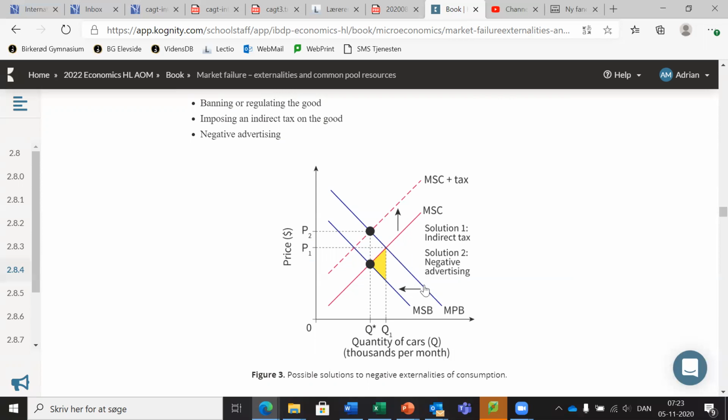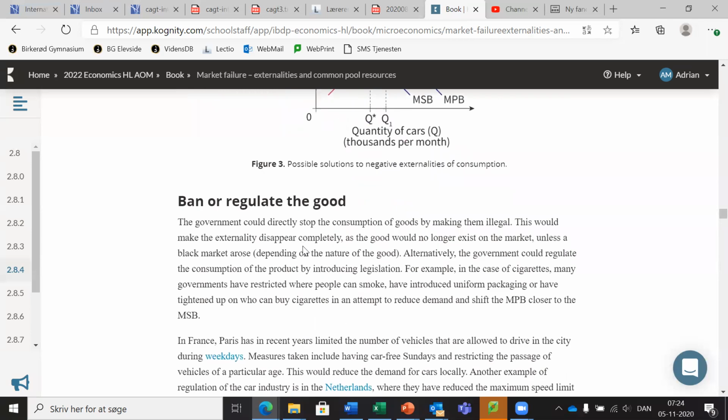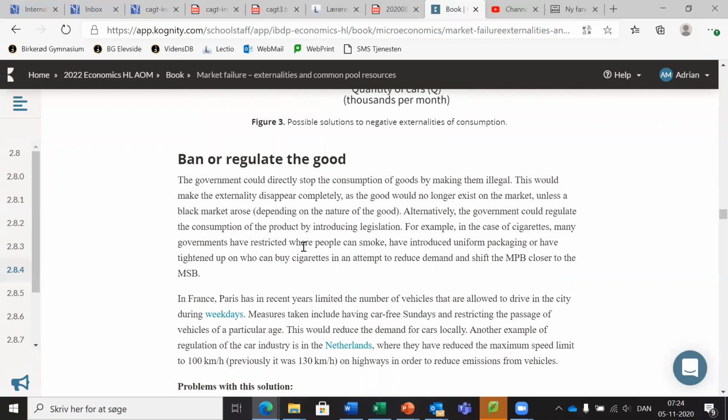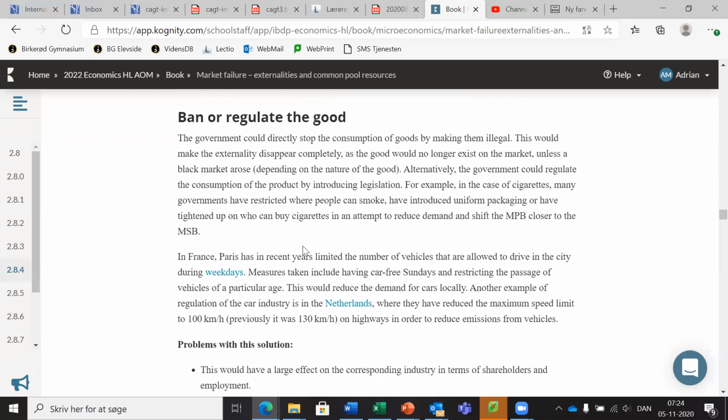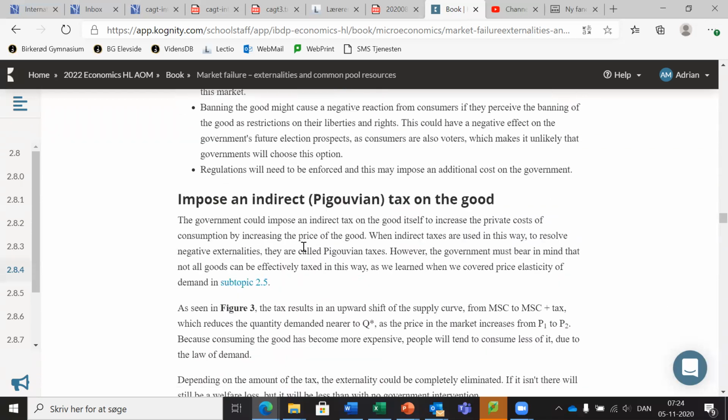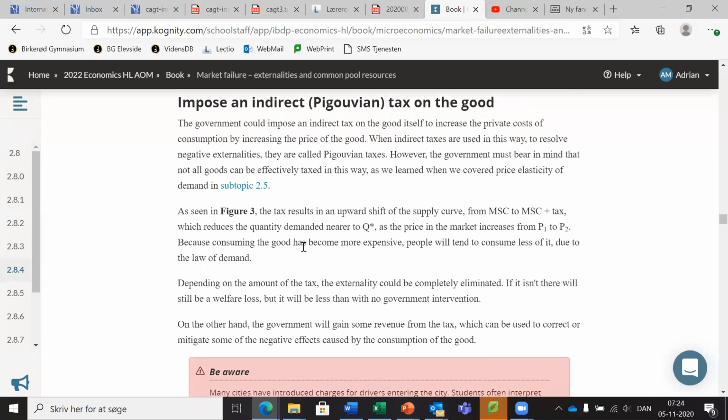Another alternative is negative advertising. So encourage people to not consume this product, in a way that shifts this MPB towards the MSB curve, and you get back to here and get rid of this waste. So again, you can look at the different positives and negatives for each, and we'll talk a bit more about these.